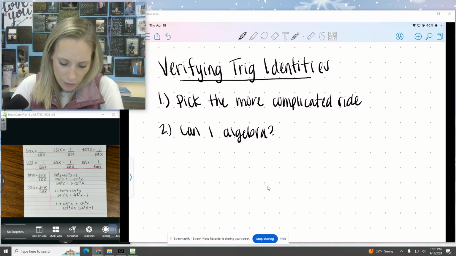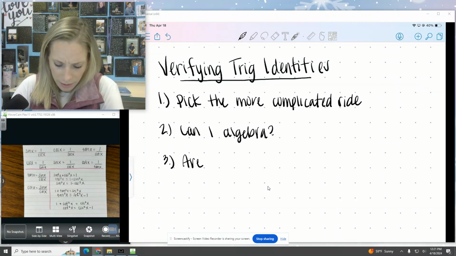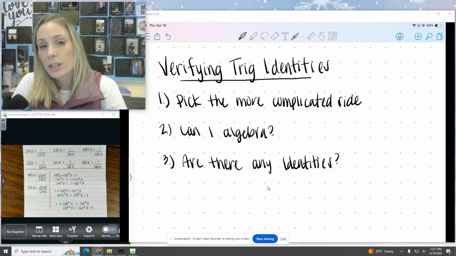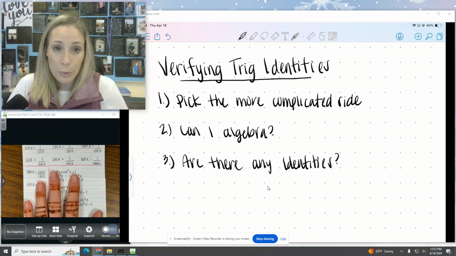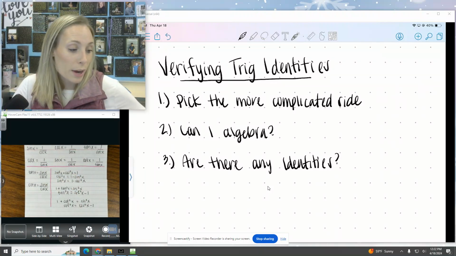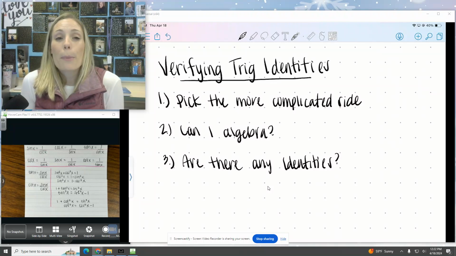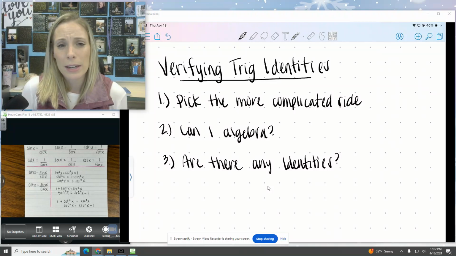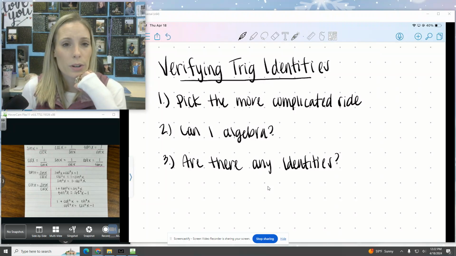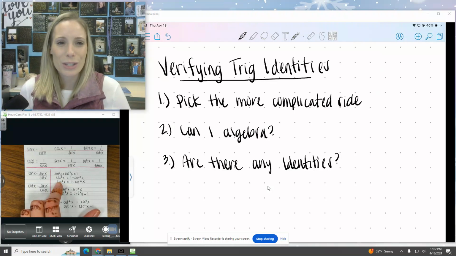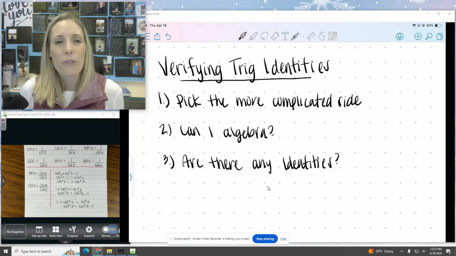The next thing you want to ask yourself is, are there any identities? This question is so much easier to answer if you have these memorized. If you have those memorized, then all of a sudden, the things you are trying to find start popping out on the page. You see a secant squared of x minus 1, and you know, oh, that's tangent squared of x. You see a 1 minus sine squared of x, and you just know, oh, that's cosine squared of x. And these start to become fun. They're little puzzles that you want to solve.